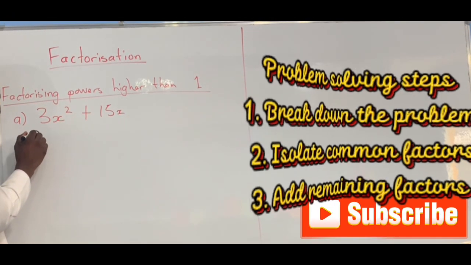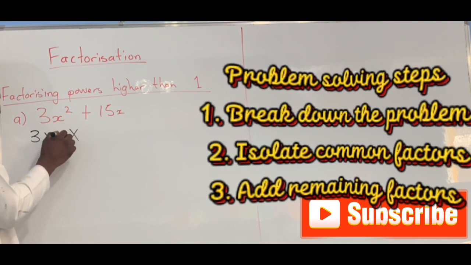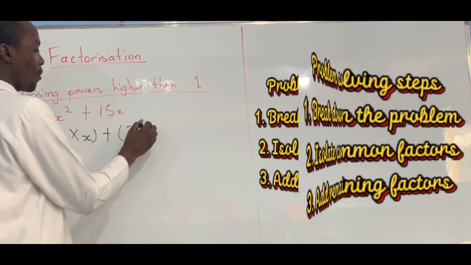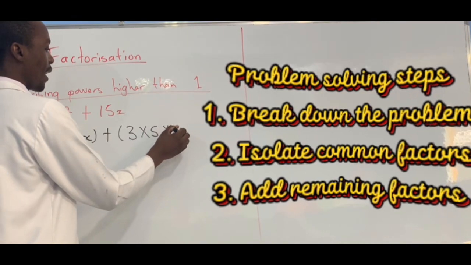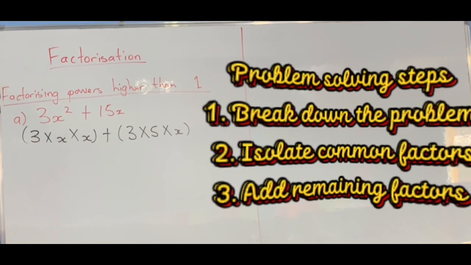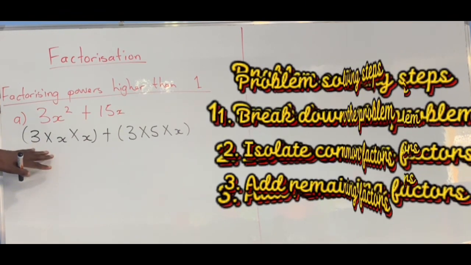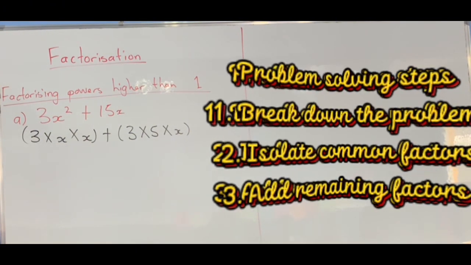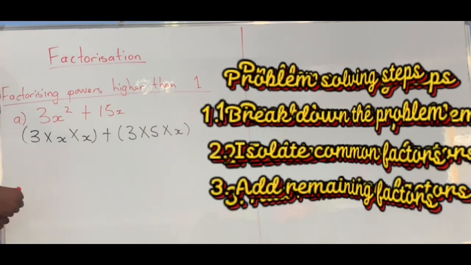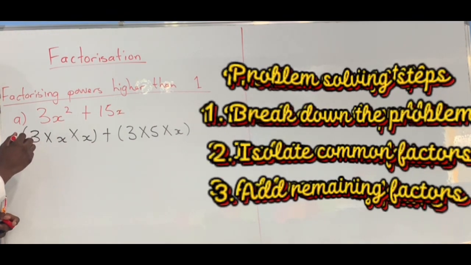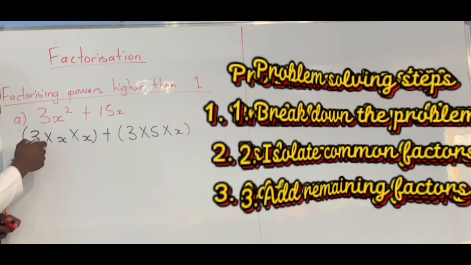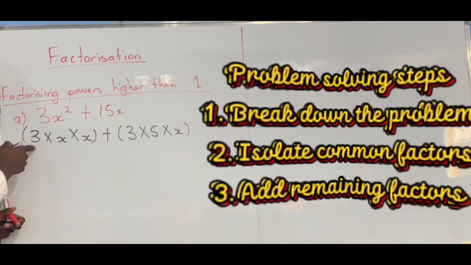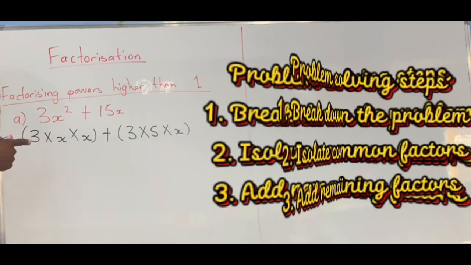Alright, so 3x squared plus 15x, we can break it down to 3 multiplied by x multiplied by x plus 3 multiplied by 5 multiplied by x. In this way it will be easier to solve because we've broken down the problem. Now we need to isolate common factors from both the expressions. So here we can see that we have a 3 this side and an x, and there's a 3 and an x on the other side.